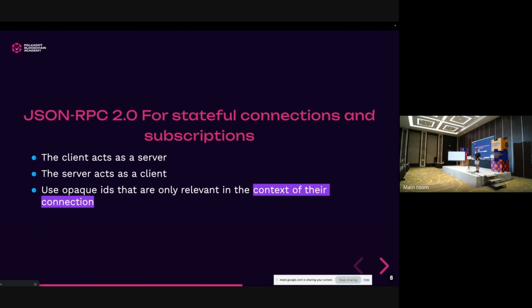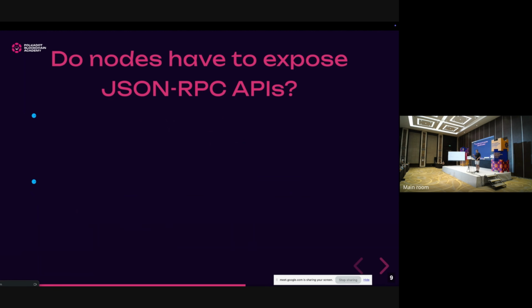So, do nodes have to expose JSON RPC APIs? This is a question for you, actually. Let's think about it, right? Is it required for a full node to expose the JSON RPC? What do you think? Or let me ask it differently: why would a full node expose a JSON RPC API?